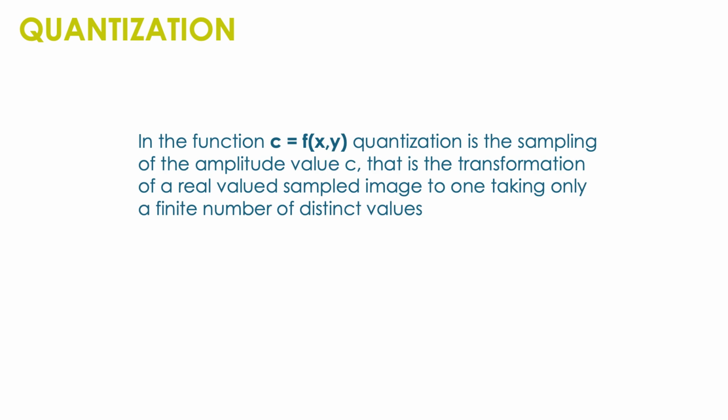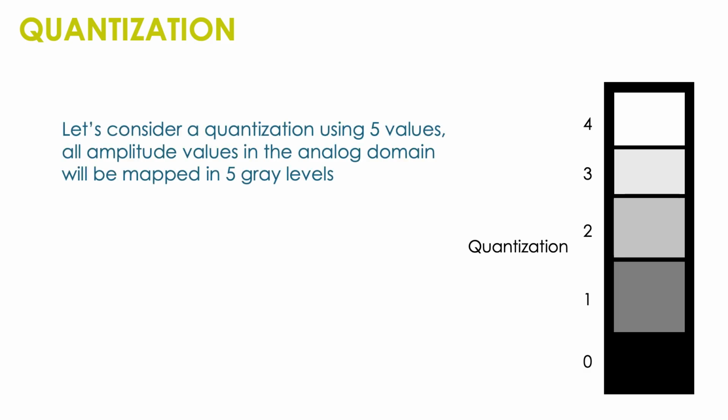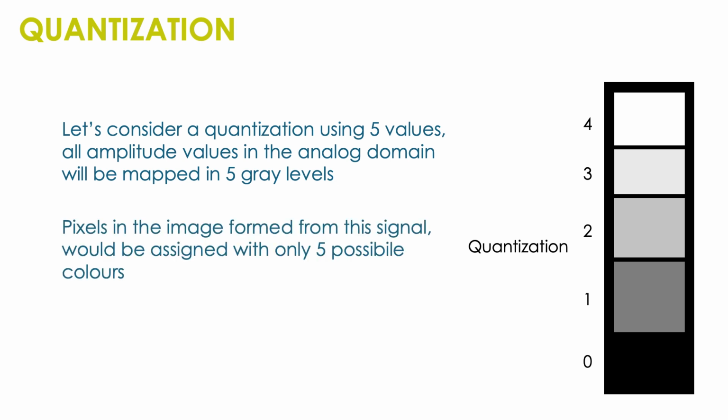So quantization involves mapping the amplitude value of an image to a finite set of levels, as we have seen before. In images, these amplitudes are related to the wavelength of colors. In grayscale, for example, these levels range from black to white. In this scenario, if we consider a quantization of 5 values, all amplitude values in the analog domain will be mapped in just 5 shades of gray.